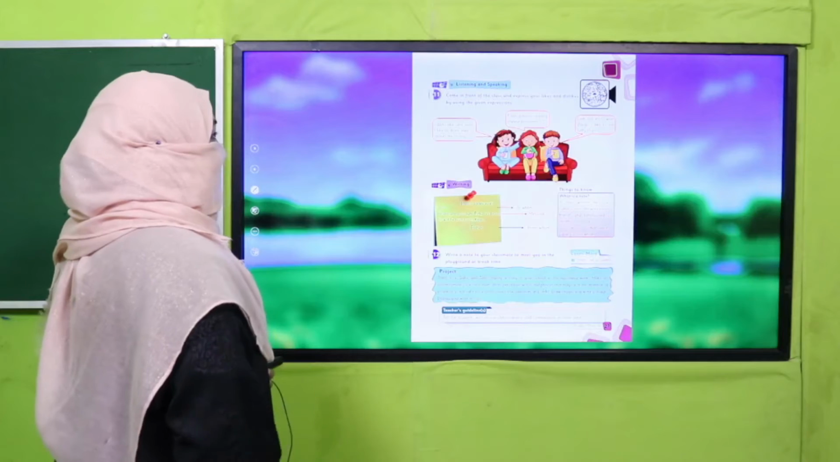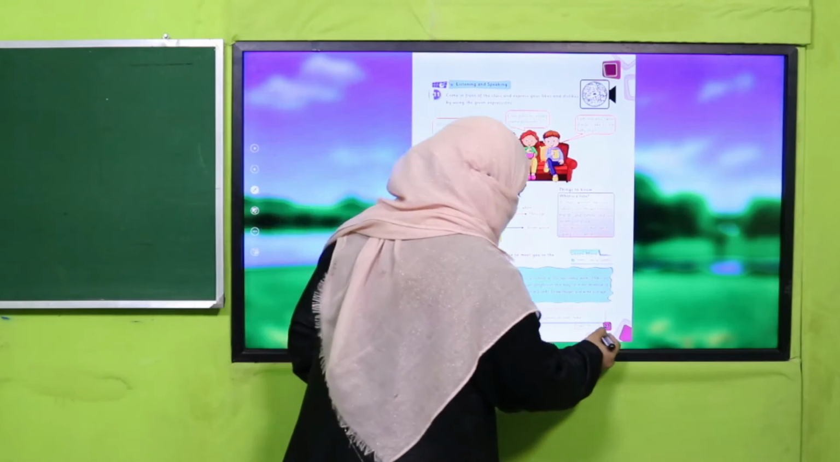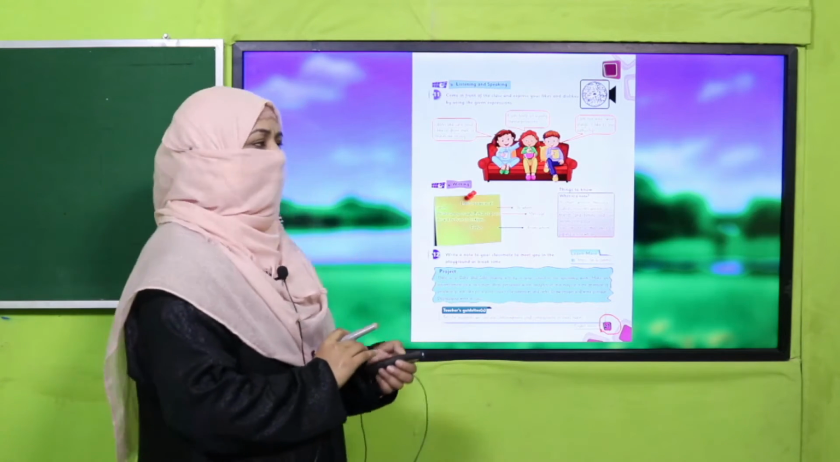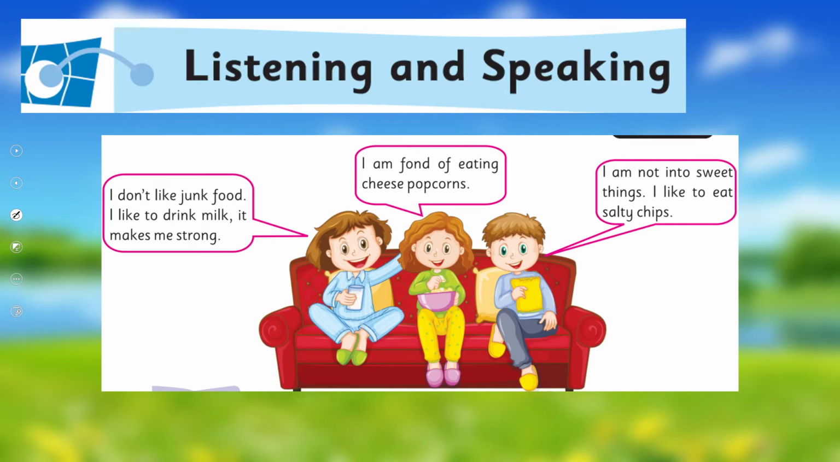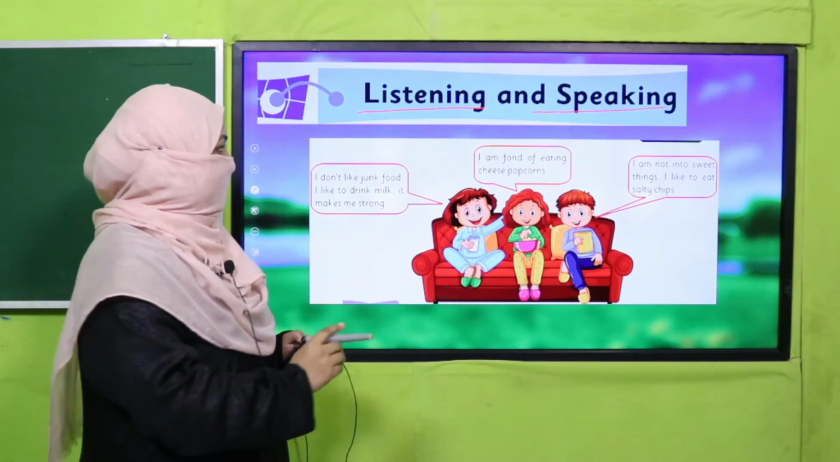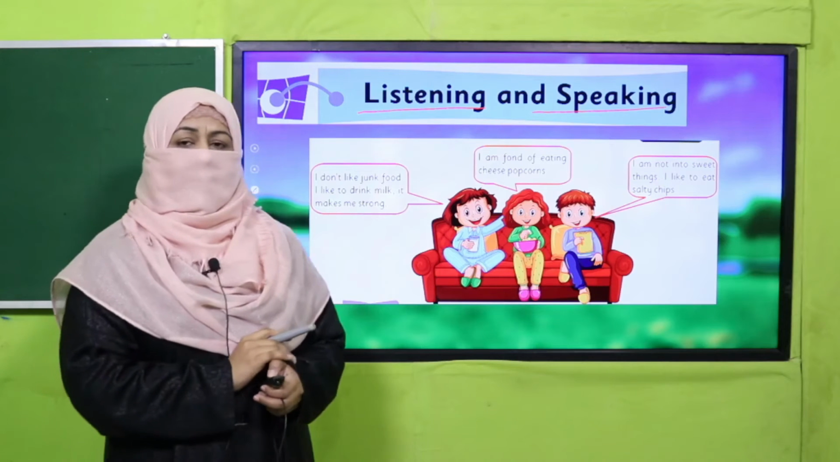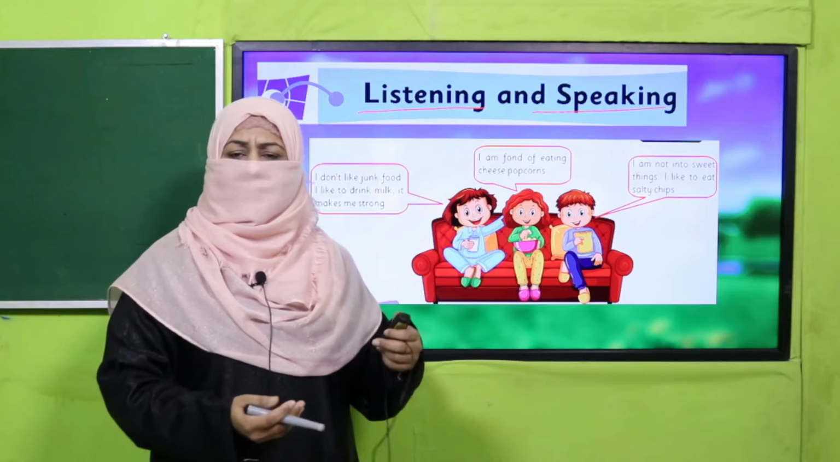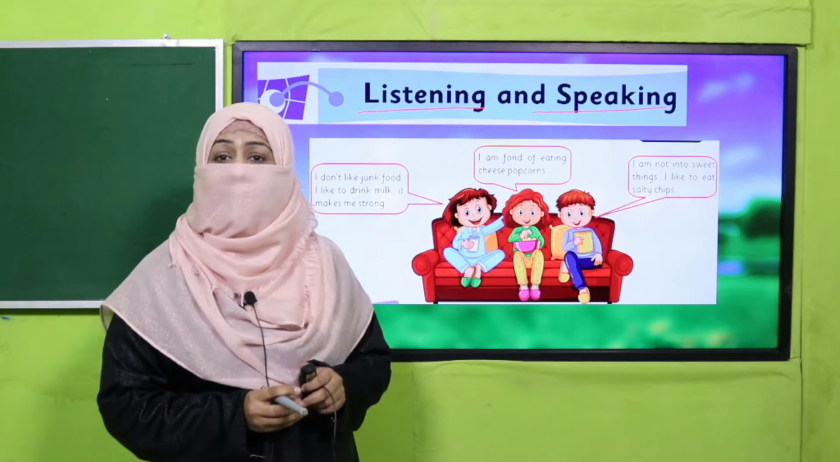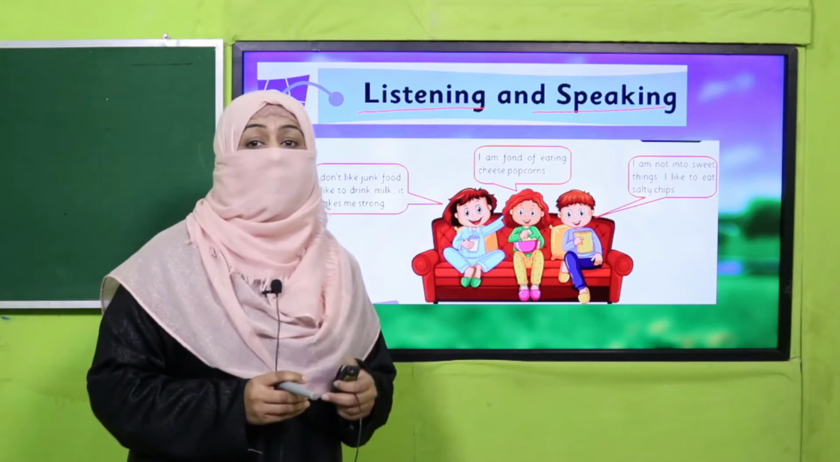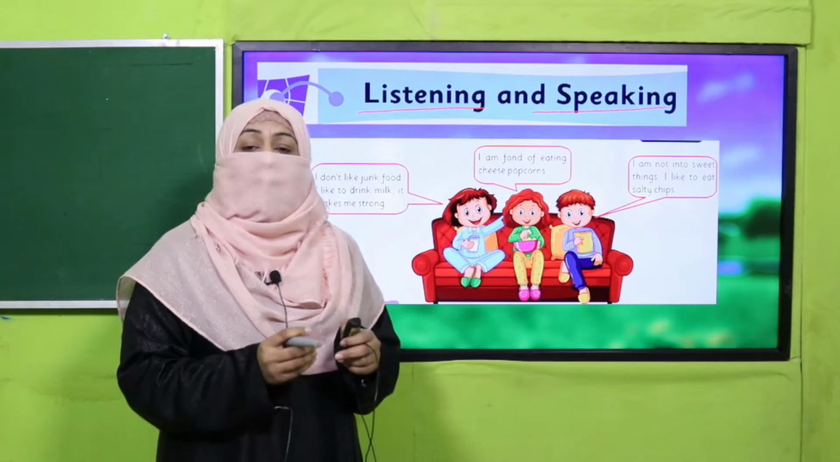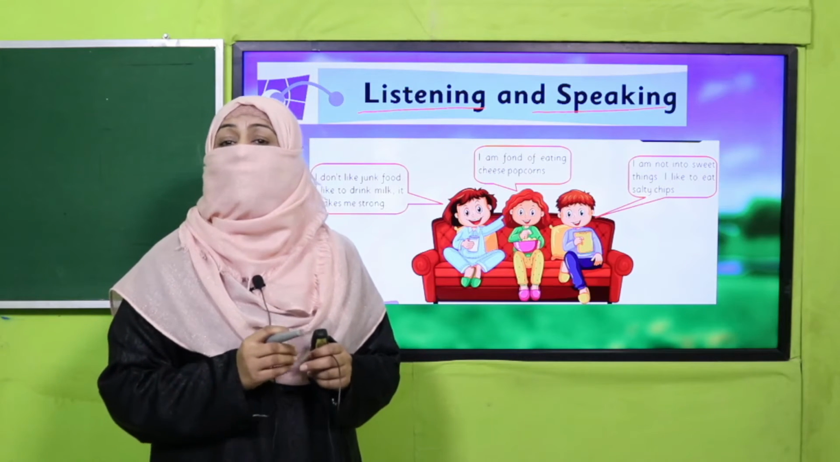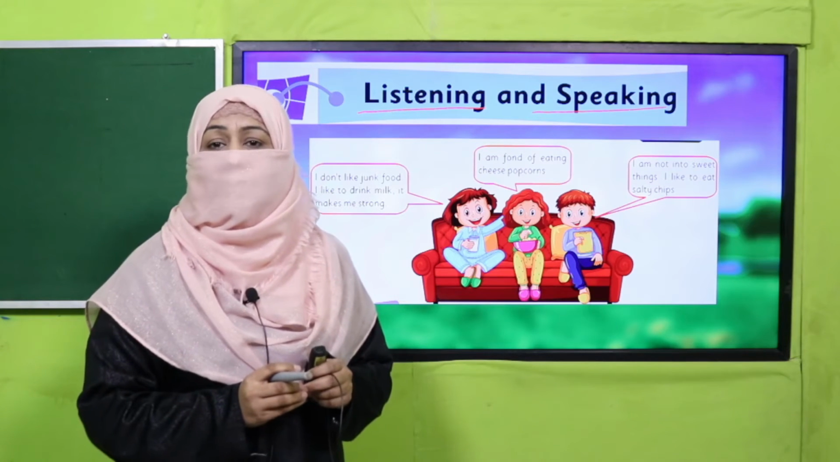All right. The next thing is, now all of you open your book on page number 27. What we are supposed to do under the title of listening and speaking. We are going to express our likes and dislikes. When it comes to express our likes, we can easily say, I like this, I like this. But when it comes to express our dislike, something which we may not like, for those things, we should also be careful and we should use proper words.